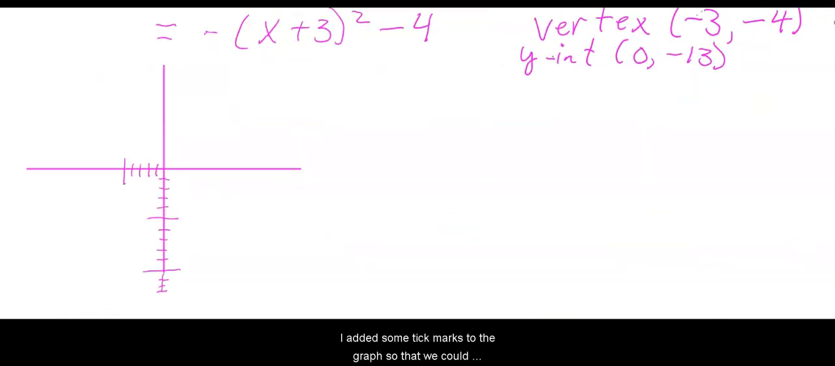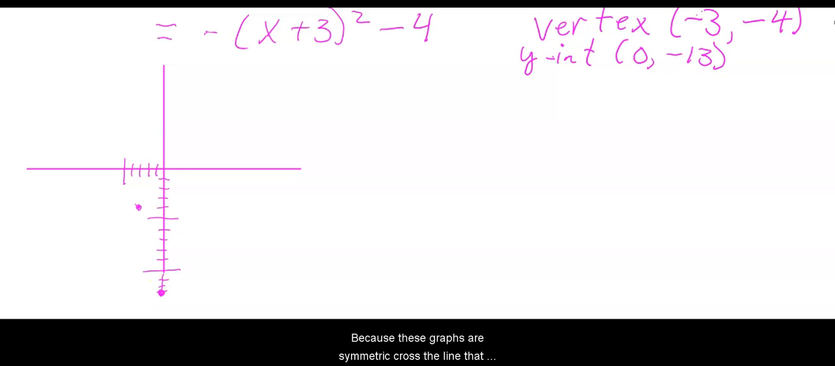I added some tick marks to the graph so that we could get a slightly better graph. My vertex is at negative 3, negative 4. So from the origin, I'm going to go left 3, down 4, and put a ball there. Now from there, I know the y-intercept is 0, negative 13, which is down here on the y-axis.